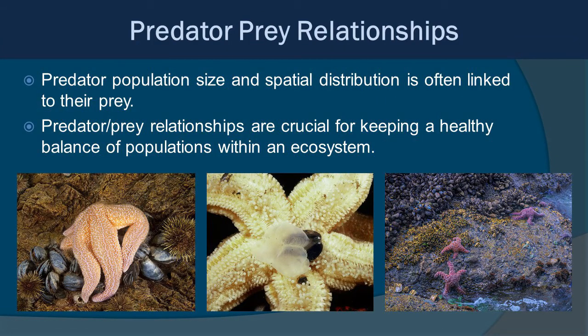Now, predator-prey relationships are very important. Predator population size and spatial distribution is often linked to prey. Predator-prey relationships are crucial for keeping a healthy balance of populations within an ecosystem. Here's an example: sea stars and mussels. Sea stars eat the mussels, so there's only going to be enough mussels to provide a certain amount of food for a certain amount of sea stars. Not to mention they're spatially distributed in ways in which to either avoid predation or gain access to their food.